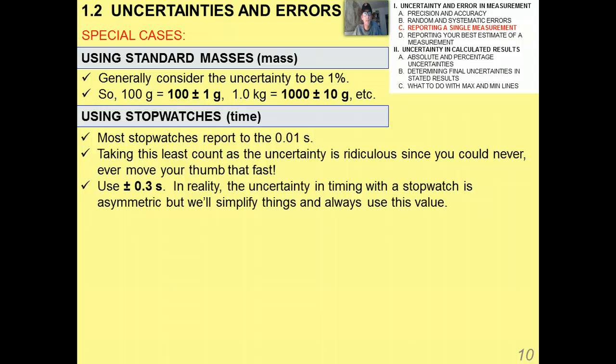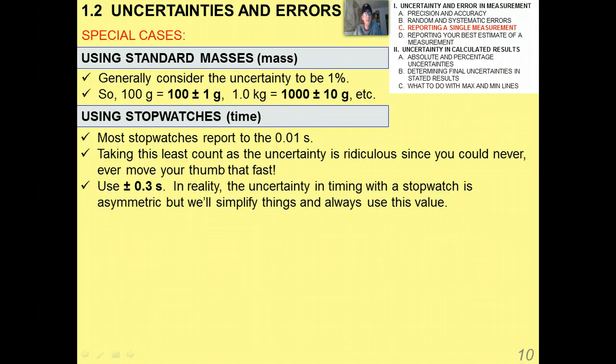It's really important. Now, stopwatches. Okay, when we use stopwatches, notice that most stopwatches report to the 1 100th of a second, including the ones that we have. Now, if you take this least count as the uncertainty, it's ridiculous because you could never move your thumb that fast. Your reaction time is far greater than that. We'll find in class that our reaction time is about 0.3 seconds. Now, if we use 0.3 seconds, that's pretty reasonable, okay? So I don't ever want to see you guys reporting times you measure on stopwatches to the 100th of a second. You will always lose points for that.